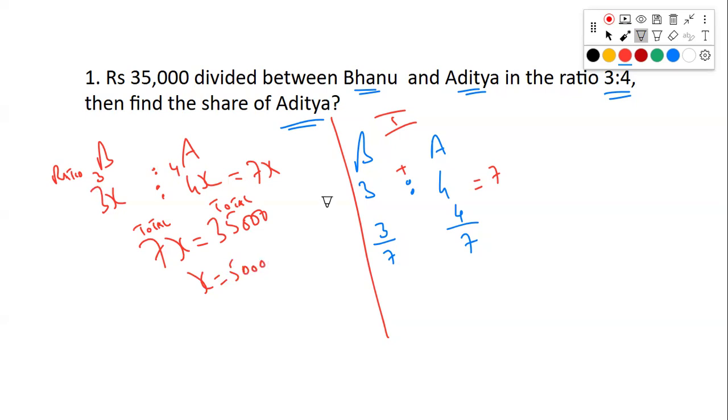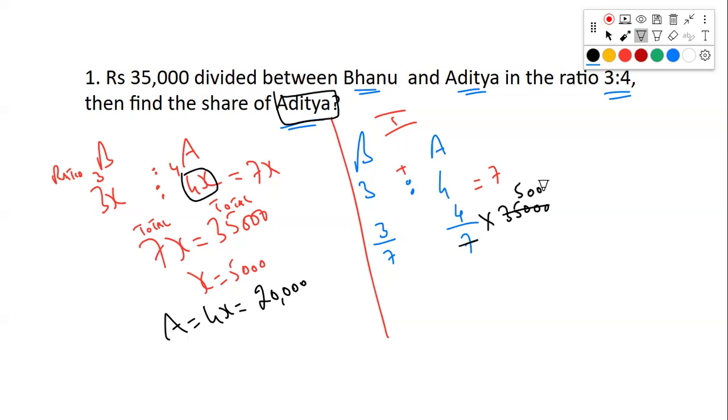If my x is equal to 5,000, now be careful. You have to find out for Aditya, and Aditya is 4x. So what is Aditya's share? 4x, so that means it is 20,000. Similarly, if I continue like this, out of 7 units, Bhanu gets 3, and out of every 7 units, Aditya gets 4. But what is the total amount? I have to distribute 35,000. If it is 7 units, he gets 4. Out of 35,000, how much? 7 will go 5,000. So 4 into 5,000, which is 20,000.